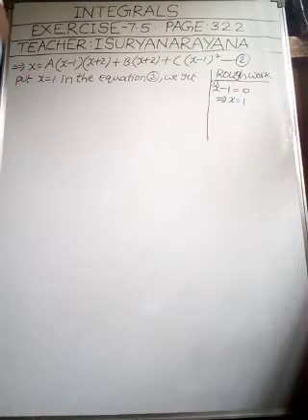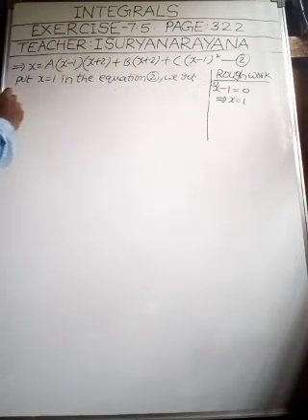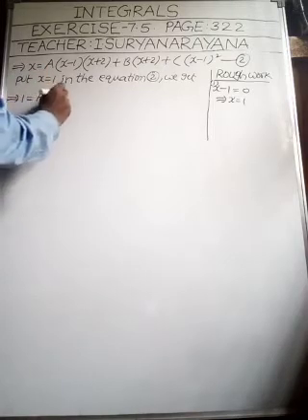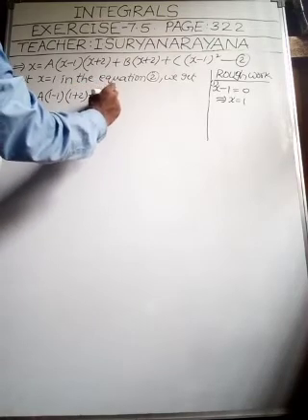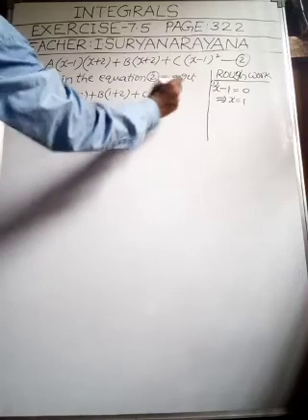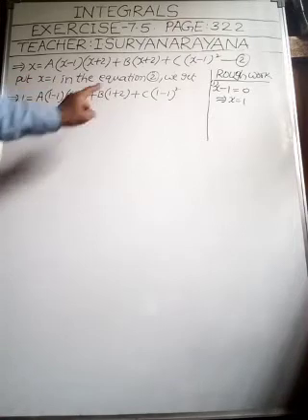In this equation 2, put x is equal to 1. Then what will you get? 1 is equal to a into (1 minus 1) into (1 plus 2) plus b into (1 plus 2) plus c into (1 minus 1) whole square. Understood this step, my children? In this equation 2, by substituting x is equal to 1, we get this step.